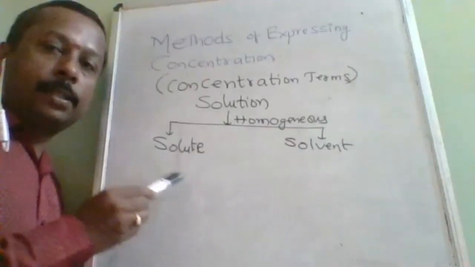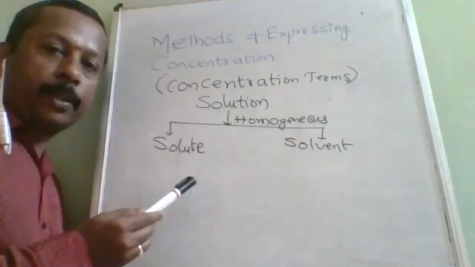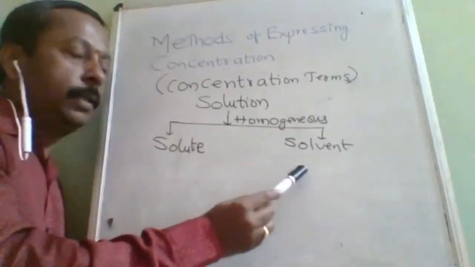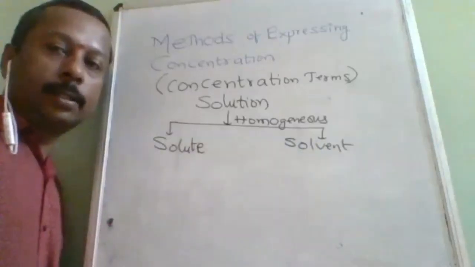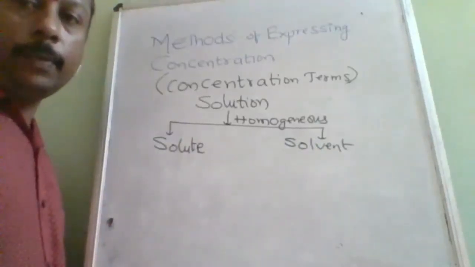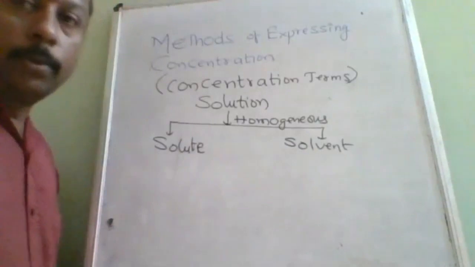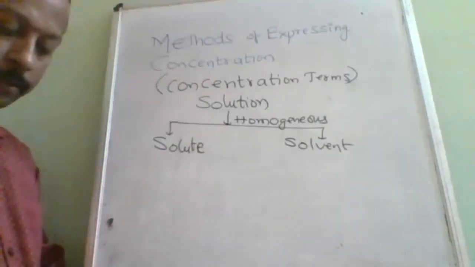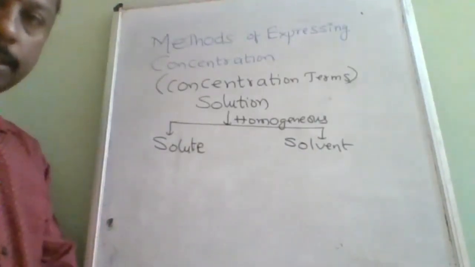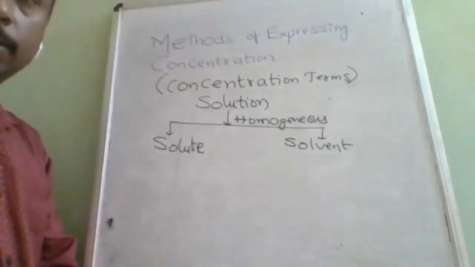Is it understood? So solute and solvent are both defined in different ways. The substance which is dissolved is called the solute. The substance in which it is dissolved is called the solvent. So this is the definition and parts of a solution.